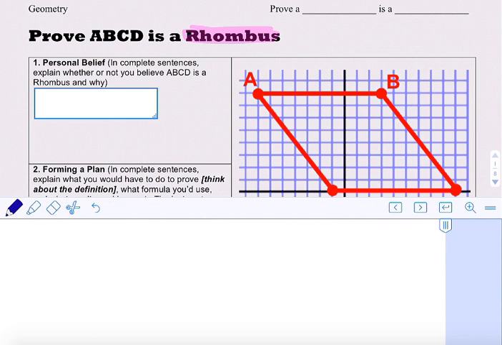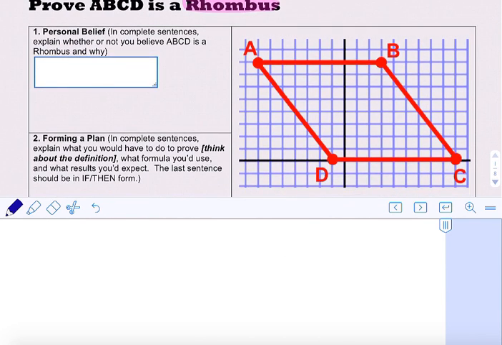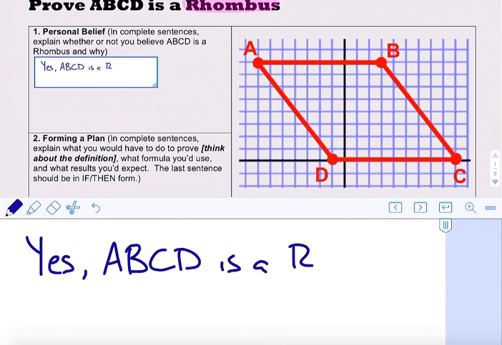The definition in this case is that a rhombus is a four-sided shape, a quadrilateral, with all the sides the same. So I'm looking at ABCD and asking myself that question: do all the sides look the same? And then respond just with an opinion. So I think yes, ABCD is a rhombus, and I'm going to offer a because, and the because is all the sides look the same.